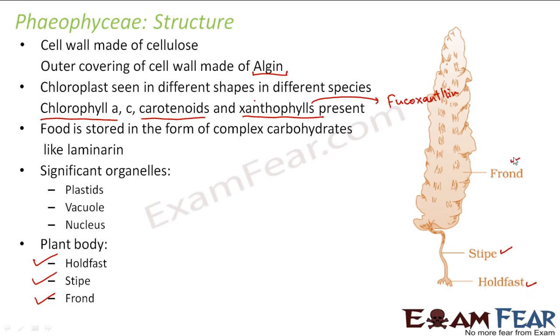And frond is nothing but the leaf-like structure. This frond is the photosynthetic organ actually. It is the leaf-like structure and it consists of chlorophyll. So this is the photosynthetic organ. So this is a rough picture of the structure of Phaeophyceae.